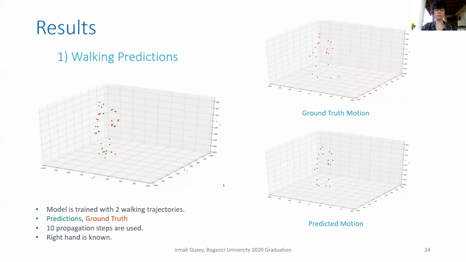And as said, the model is trained with two walking trajectories. These animations represent example predicted and ground truth motions. Green points represent the predictions and red points represent the ground truth positions. Predictions are made with a propagation network that is trained with 10 propagation steps and with the right hand given as a reference point, meaning the motion of the right hand is known through the trajectory. And as can be seen, the predictions are quite close to the ground truth positions.